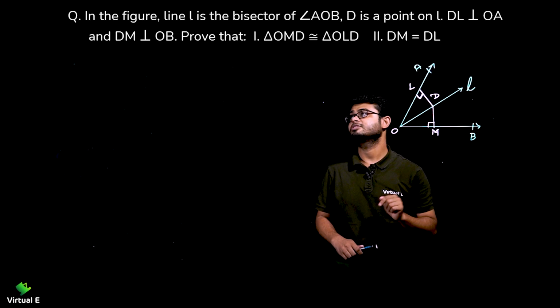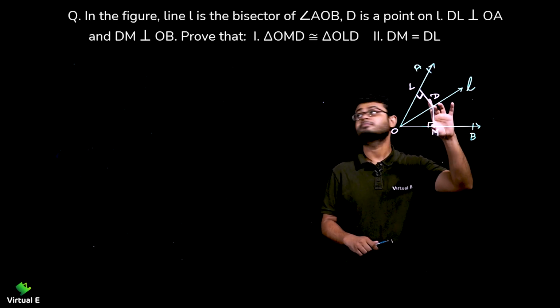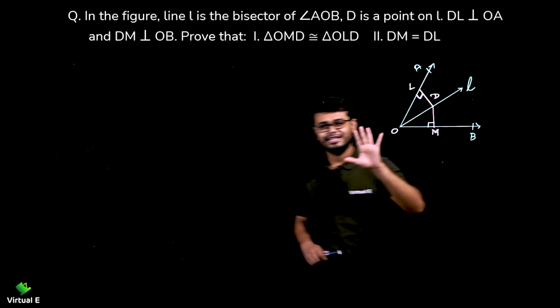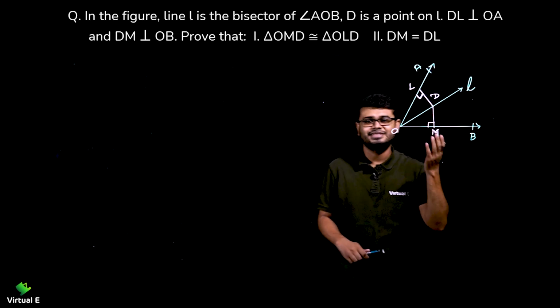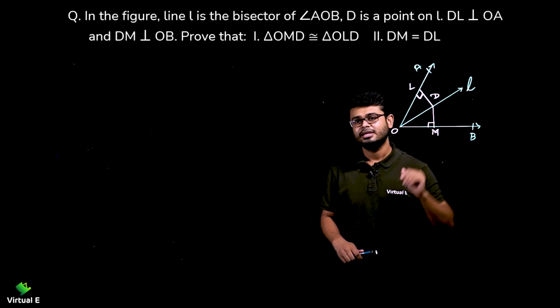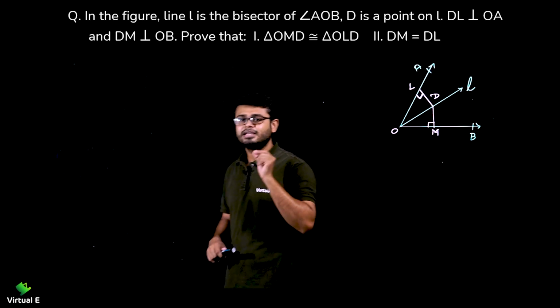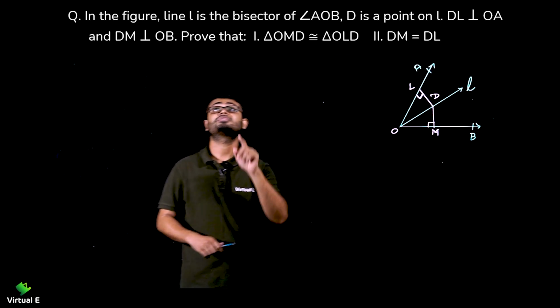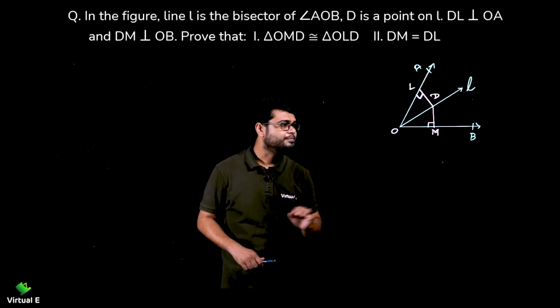That's the first condition. Next is DM is equal to DL. That can be done because it's very easy. We just need to write CPCT and we can write DM is equal to DL. So our main target is to prove the first condition, which is that the two triangles are congruent.